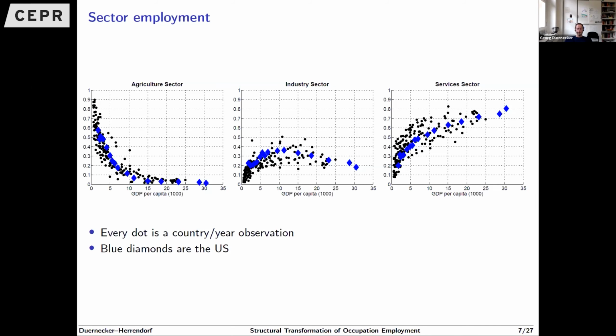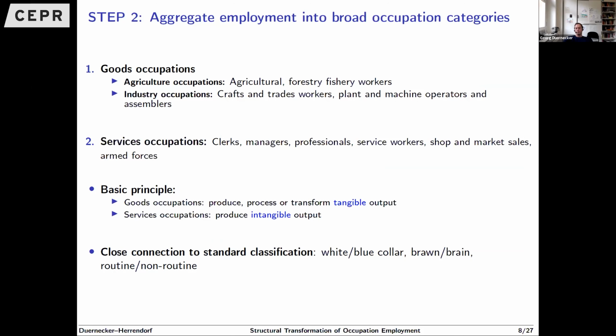In fact, the observations for the US go back until 1850. Now, it's reassuring to see that the patterns of sectoral employment that our sample produces are in line with previous findings. So we see that poor countries have a large employment share in agriculture that shrinks as countries get richer and services go up. Okay, that was the first step.